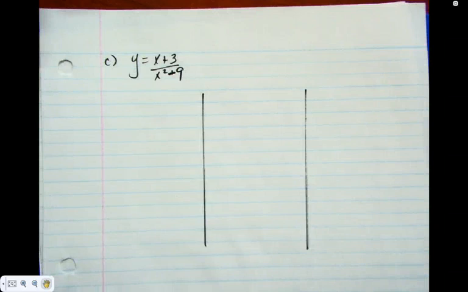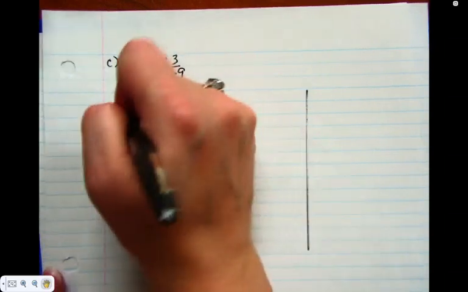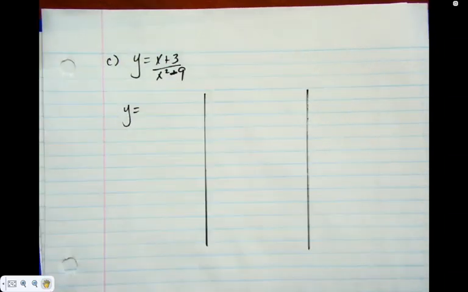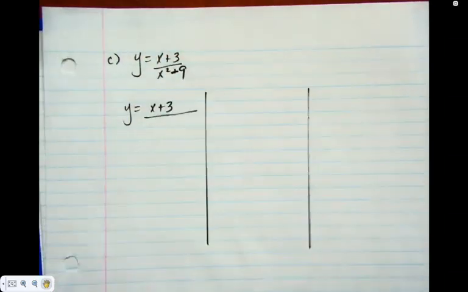Okay, vertical asymptotes. How do we find vertical asymptotes or holes? Factor anything you can. Can we factor the numerator? Nope, no common factor, no x squared, nothing we can do. Can we factor the denominator?